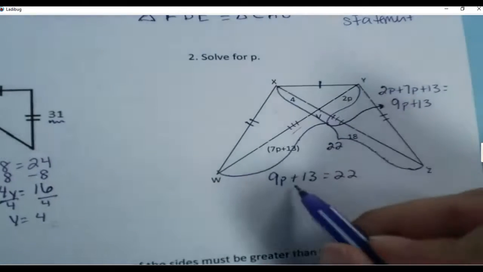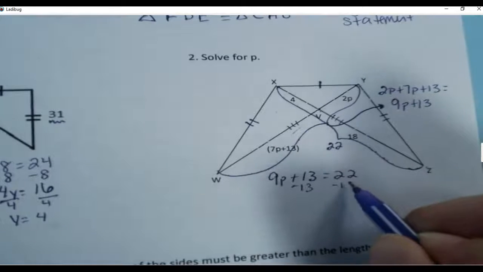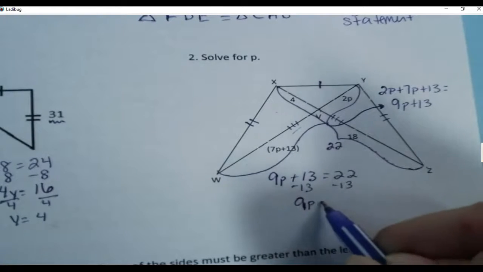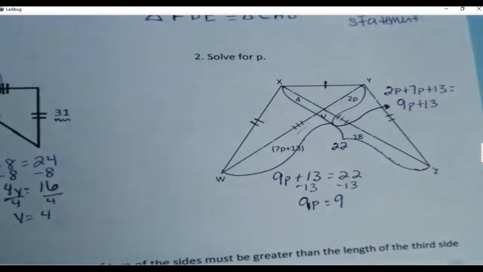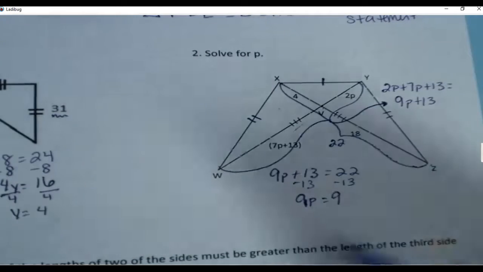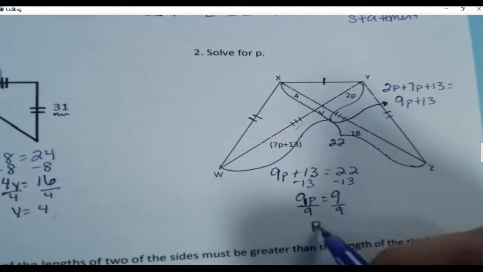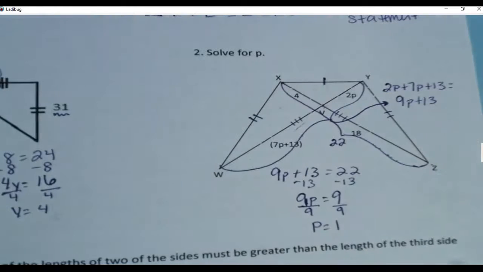And then we just solve it. So subtract 13. So 9P equals 9. So P equals what? Good. So divide by 9. And 9 divided by 9 is 1. Questions?